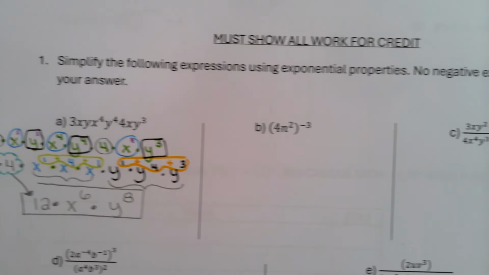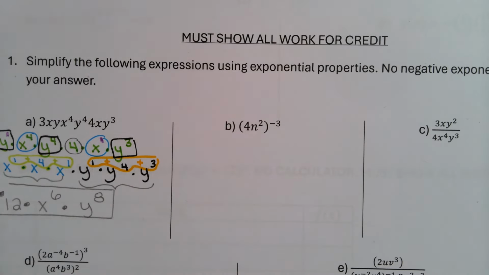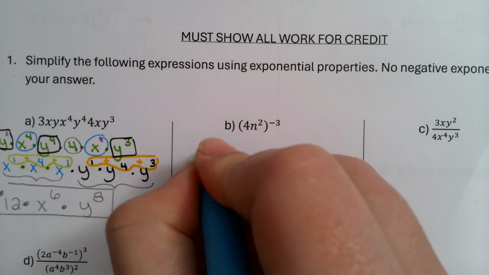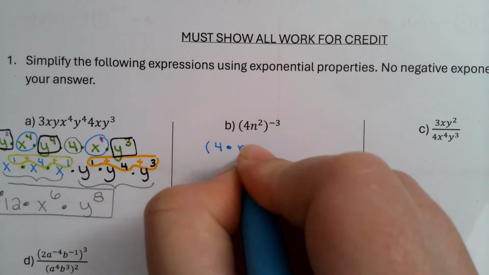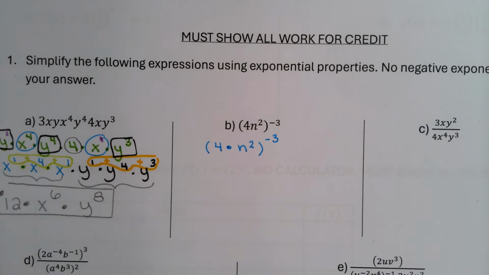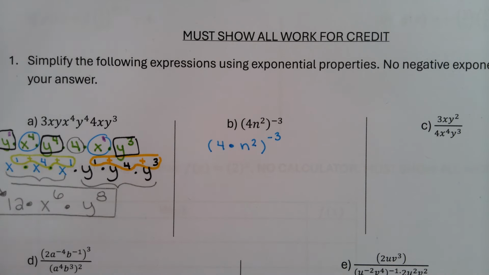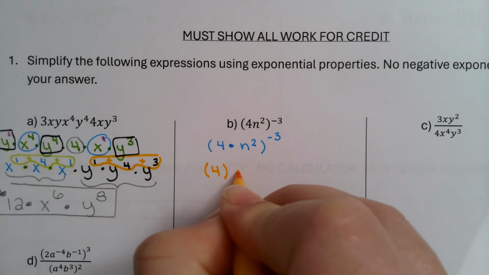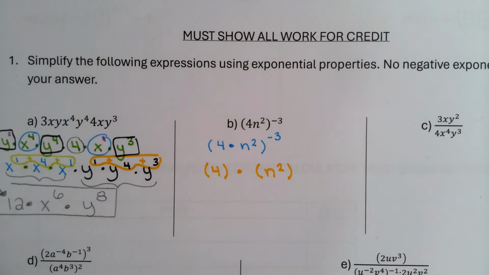For our next property, we have our power to a power with a product. What that means is step number 1, you're going to split our factors up. So we got 4 times n squared with that power of -3 on the outside. Next, we're going to put parentheses around 4 and around n. So the way that I like to say it is if it's in a bubble, if it's in parentheses, it's going to get its own bubble, okay? It's going to have its own parentheses. So if it's in a bubble, it gets a bubble.